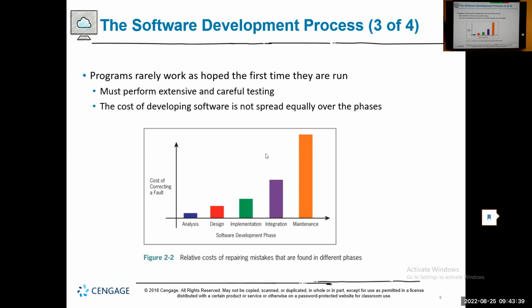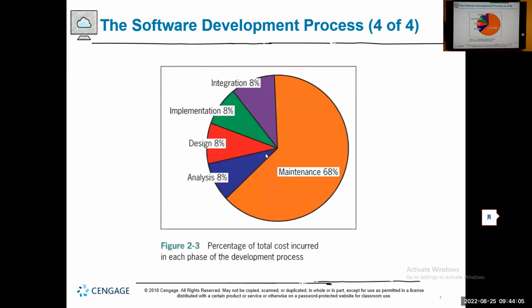Right? And the cost of developing software is not spread equally over the phases. The later you detect the problem, the higher the cost. The sooner you detect a problem, you can go back and fix it sooner, so the lower the cost. So if you detect something in analysis, there is very minimal cost. But later on, during maintenance, you have a lot of things to do. And here you have a chart to present the total cost in each phase of the development process.